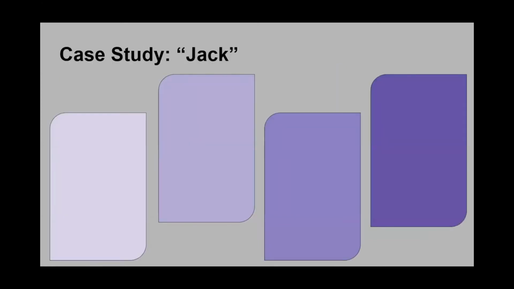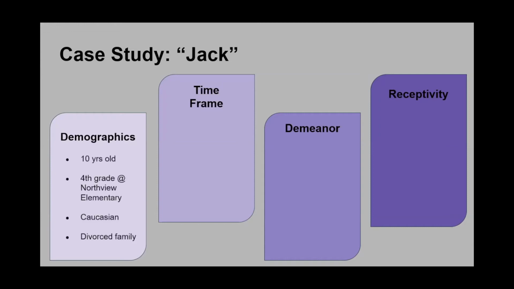So now we'll look at 2 case studies who have actually completed our program to its entirety. The first we'll call Jack Boy. We will look at Jack's demographics, the time frame that Jack was with us, Jack's demeanor throughout, and Jack's receptivity. Jack was 10 years old from Marion, Indiana. He was often accompanied by one of his guardians at each of the sessions. He also did come from a split family.